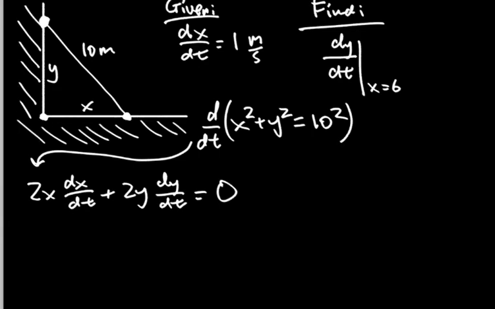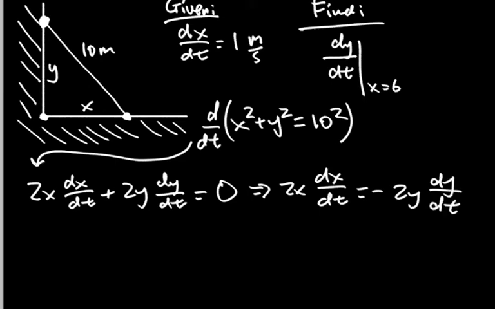If we move terms over, we get 2x dx/dt equals negative 2y dy/dt. Then you can divide out a 2, and you want to get dy/dt alone, so we divide over the y. dy/dt equals negative x dx/dt all divided by y.